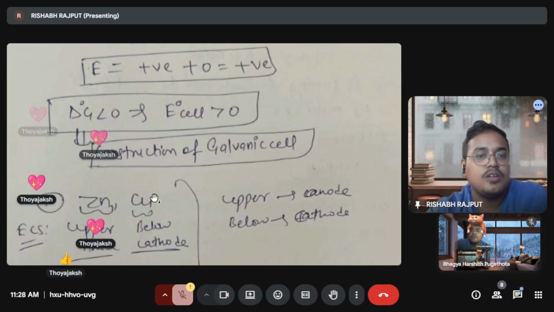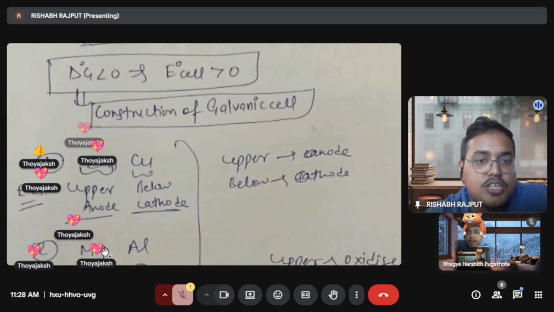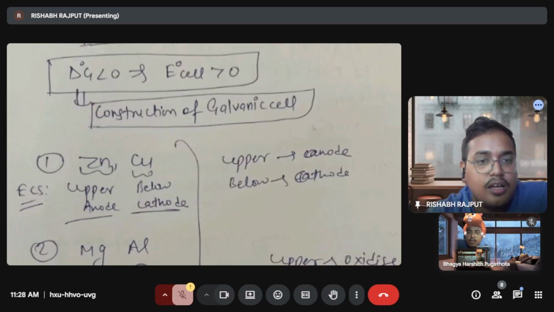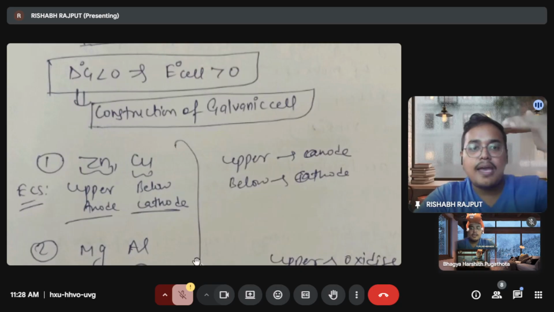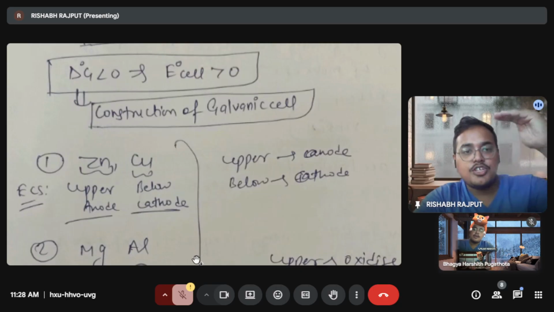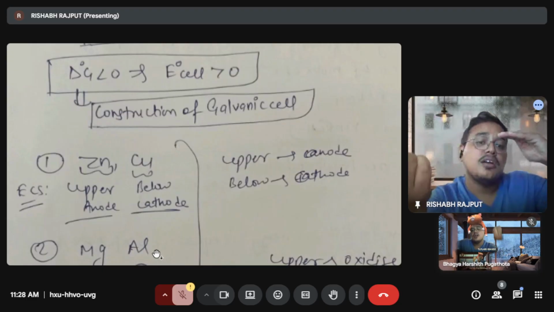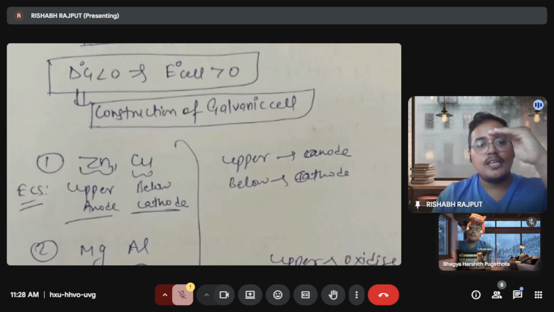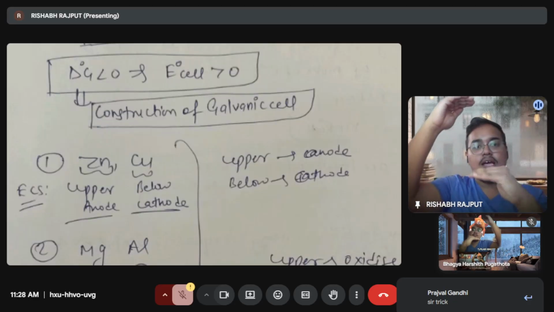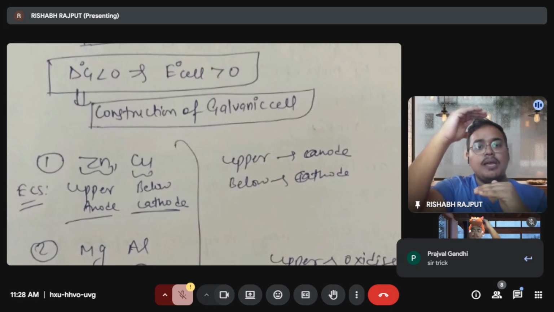Okay, see here, magnesium and aluminum. They ask like this: sir, please tell me in which case magnesium and aluminum, who is making the anode or cathode? If you see in the electrochemical series, magnesium is above aluminum. That is why magnesium has a tendency for oxidation. Compared to magnesium, aluminum behaves like reduction. In the electrochemical series, magnesium is above and aluminum is below, so the upper part will behave as oxidation and the below part will behave as reduction.